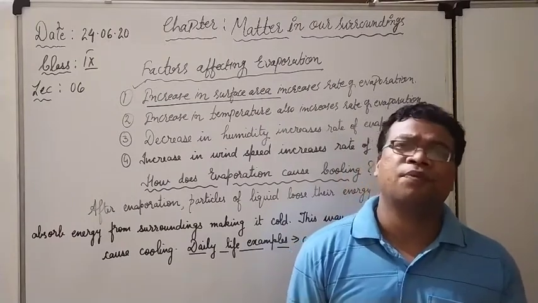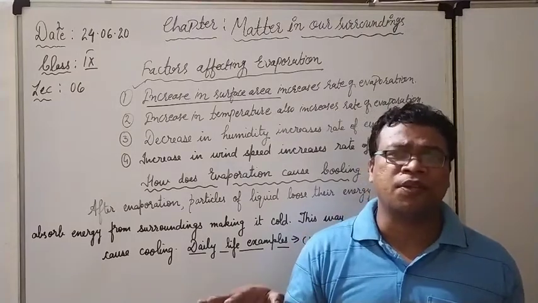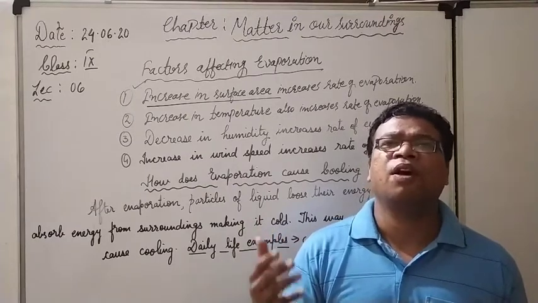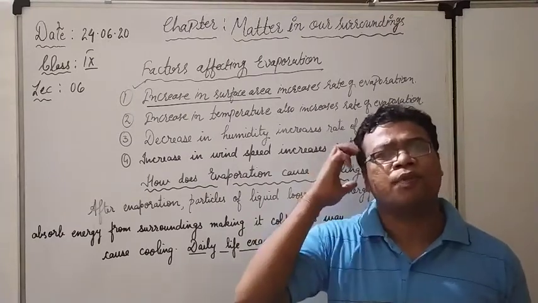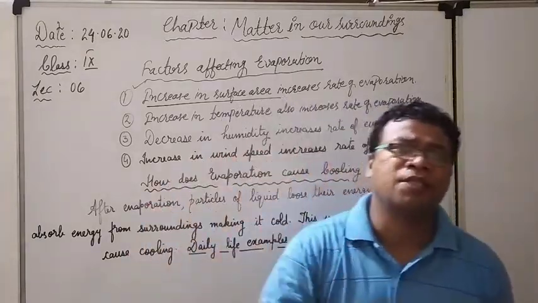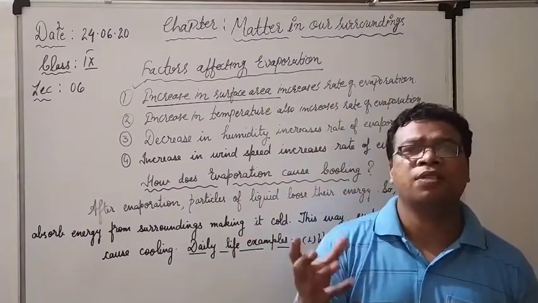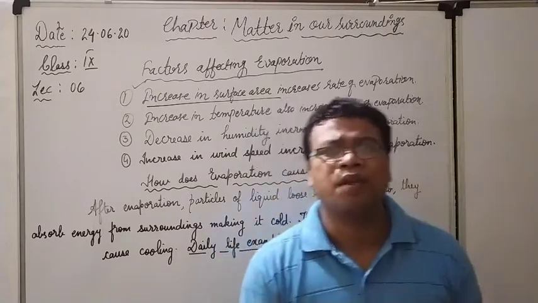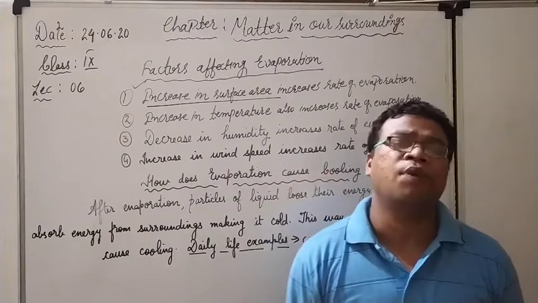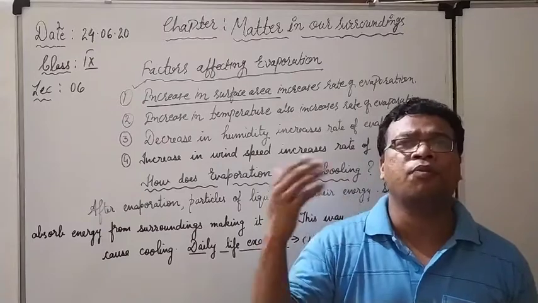Why? Because in the plate the surface area is more, so many water particles are present on the surface, and their kinetic energy will be more. They will absorb the sunlight, their force of attraction will break down, and they will enter into the vapor state. In the glass, because the surface area is less, very few water particles increase their kinetic energy and enter into the vapor state. So if the surface area is more, only then will the rate of evaporation be more.